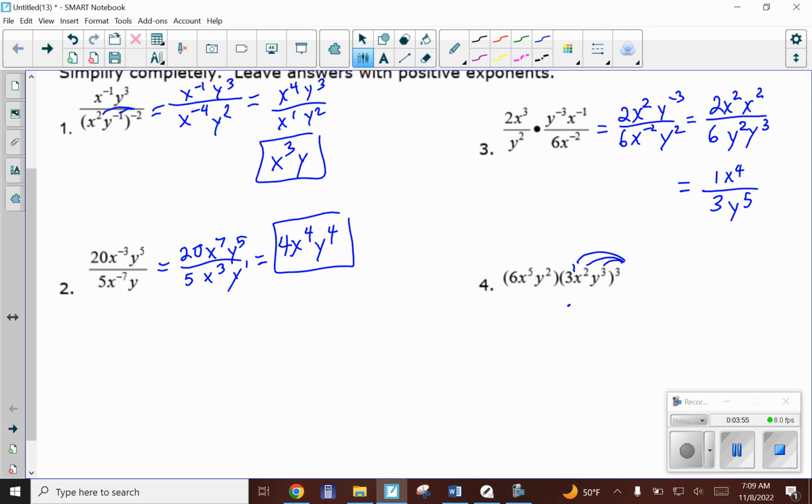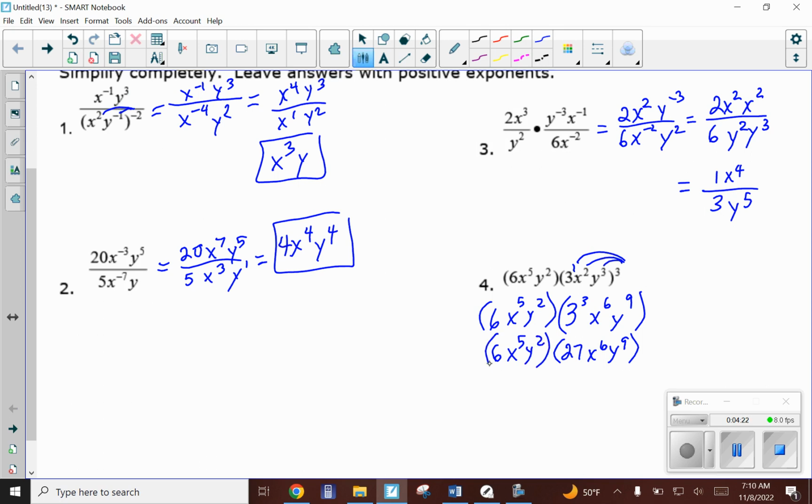So this first part is going to become 3 to the 3rd, x to the 6th, y to the 9th. And we can leave that in parentheses if we want. I'm going to leave these alone for now. So 6x to the 5th and y squared. So what I want to do is simplify all of my numbers that have exponents. So that's going to be 27, x to the 6th, y to the 9th. And then I have 6x to the 5th, y squared here.